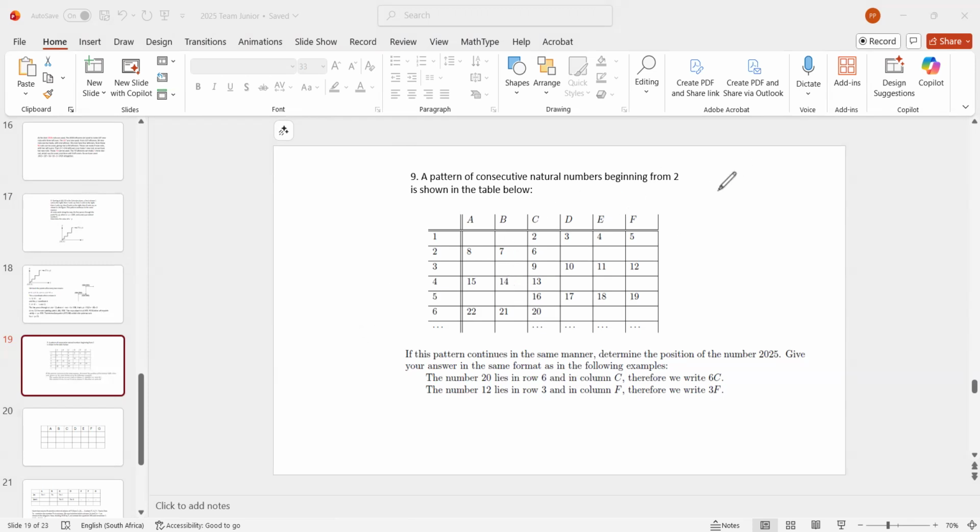And where are they? In row 2, column B, it is 7. Column B is where there's a nice pattern. The 4th row is 14. The 6th row in column B is 21. So what is the general rule?